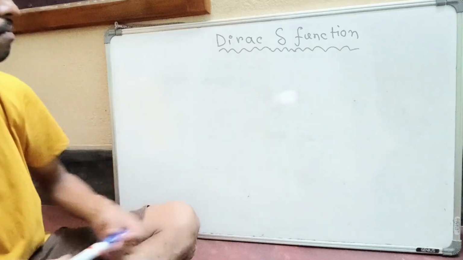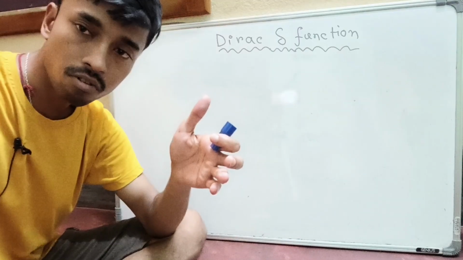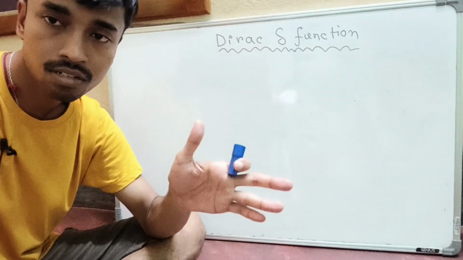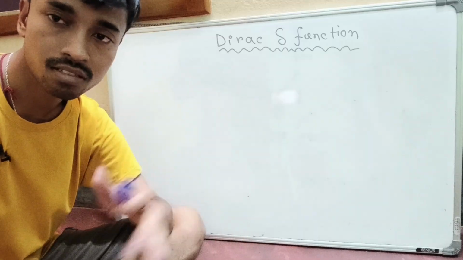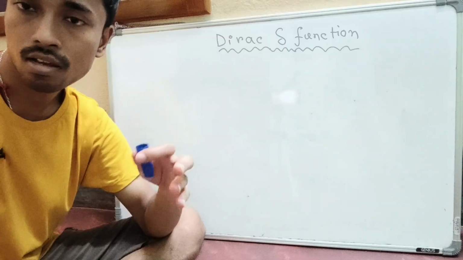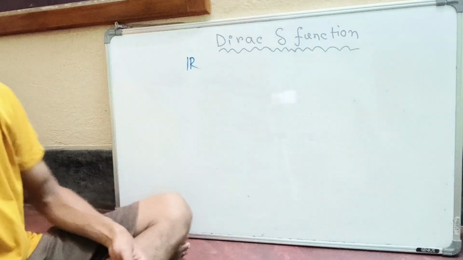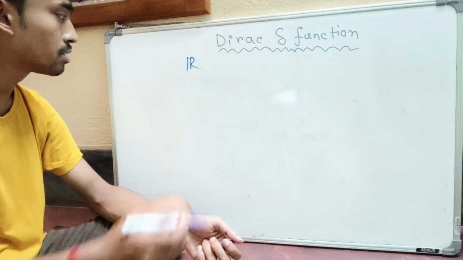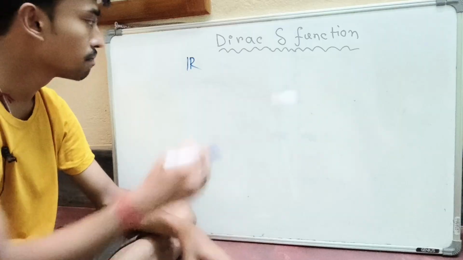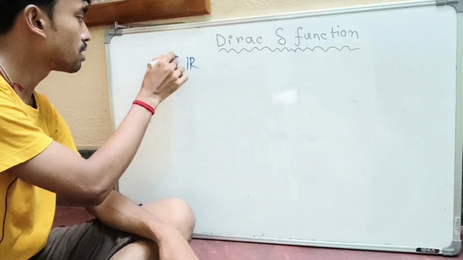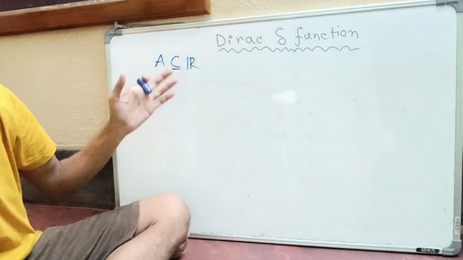So let's see what happens. Let's think about R, or any field. I'm talking about R because that is the simplest field you can get. Of course, R is the set of real numbers. Now let's think about a set A, where A is a subset of R.